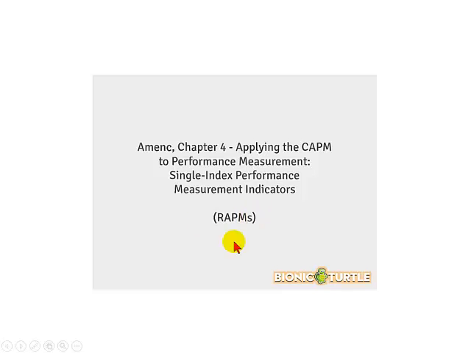Although that's a very broad class of measures, the assignment here in Part 1, and it's really the third reading, it's not even the whole chapter that's assigned, you probably noticed, but just a section of Chapter 4, which is called Applying the Capital Asset Pricing Model to Performance Measurement, Single Index Performance Measurement Indicators. That single index really refers to this capital asset pricing model.